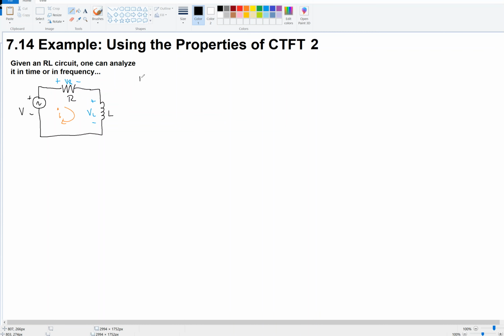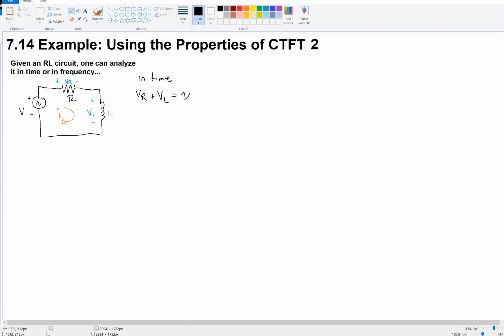Now in time we can analyze this circuit. We can perform KVL, right? Kirchhoff's voltage law is to add the voltage drops across each of the three components in the loop. So for example, we can start at the resistor, although it doesn't matter. We drop by VR, and then we drop by VL, the voltage across the inductor, and then that must equal the supply voltage V, right?